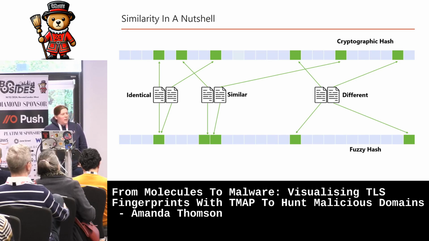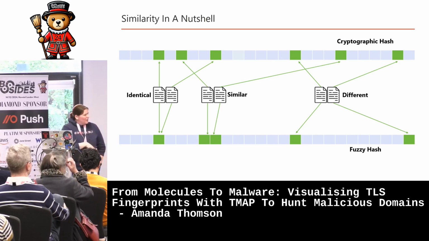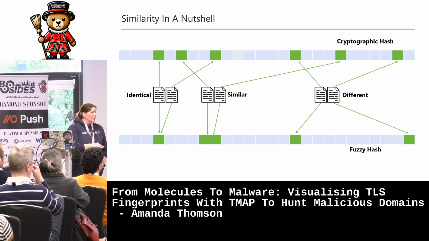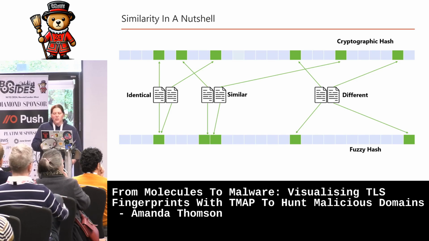Firstly, I just want to give a brief overview of what I mean by similarity in this context. We've got two different kinds of hashing that we do on files. We've got cryptographic hashing at the top, and fuzzy hashing at the bottom, which is probably what most of us are more familiar with. All I mean by similarity is when you're trying to compare two files and they're not quite exact, they're slightly different. But how we establish that level of difference is a really hard problem to solve.